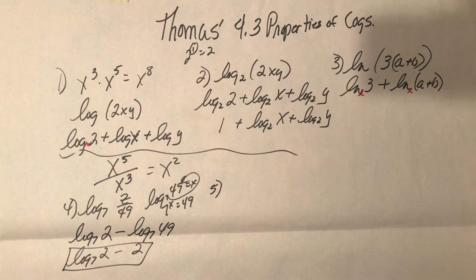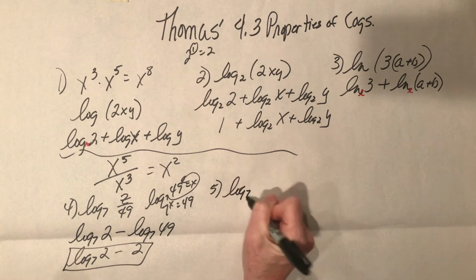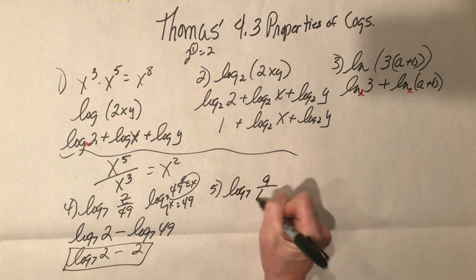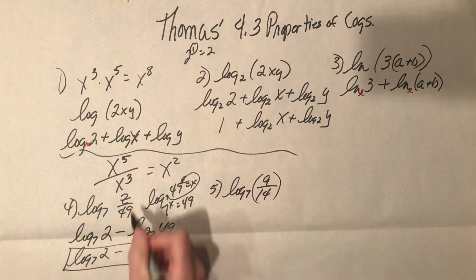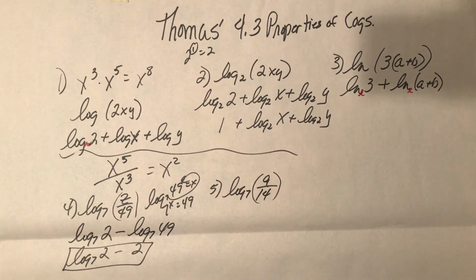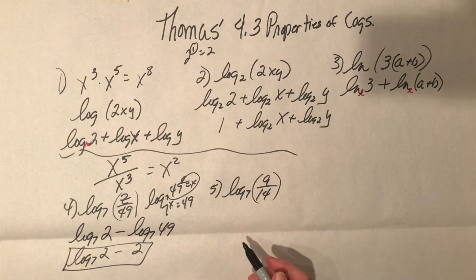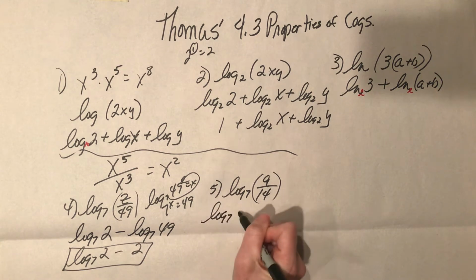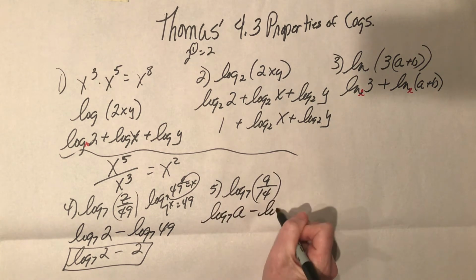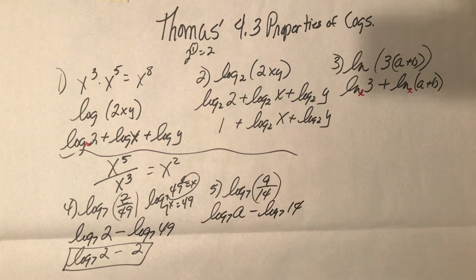Okay, number 5 and number 6 are similar in that we are going to take what is divided and separate it out into separate logs and subtract those. So number 5 is the log base 7 of a divided by 14. Put this in parentheses also, to make it clear that both parts are being logged. Okay, again, a division problem, so we're going to separate it out and subtract it. Log base 7 of a minus log base 7 of 14.